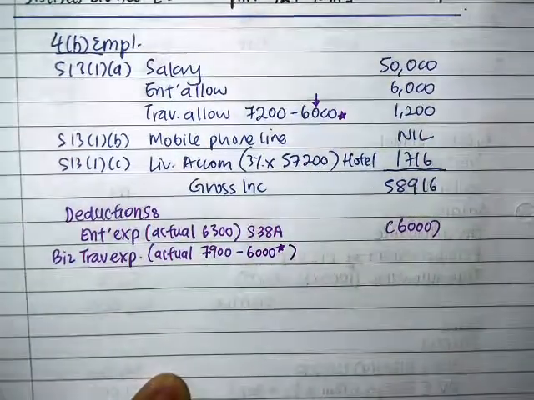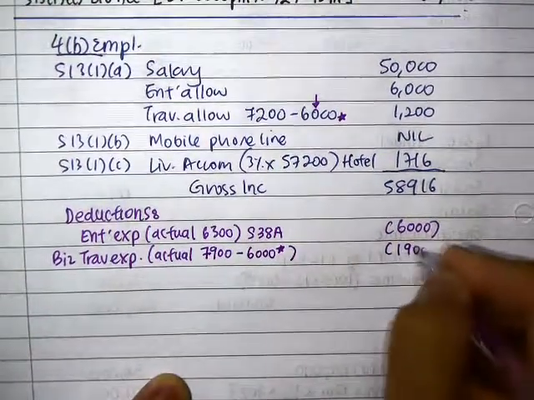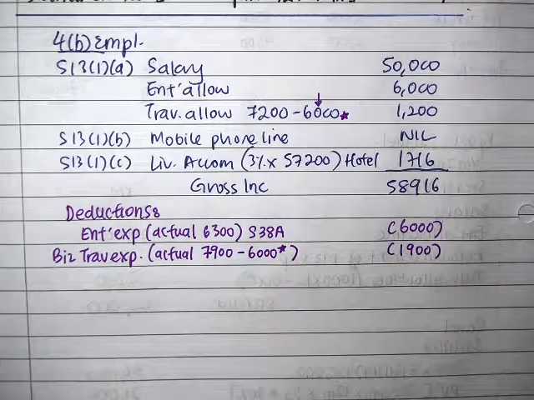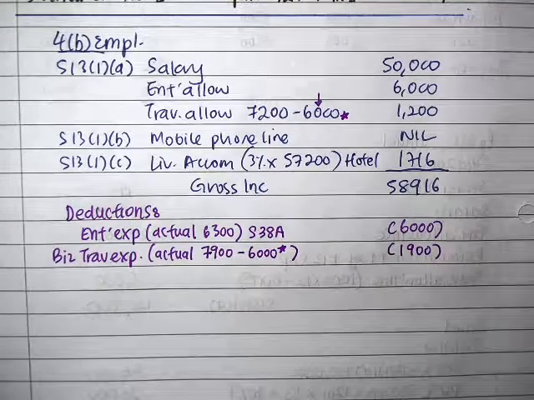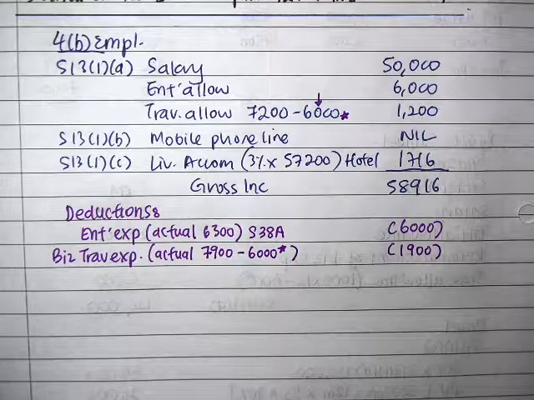But at least you still can minus another 1,009. It's not the same as entertainment. Entertainment, you restrict to whatever allowance you have, right? This one, we don't restrict. You still can minus, can see or not? But obviously, if you spend less than that, then you may not get deduction.